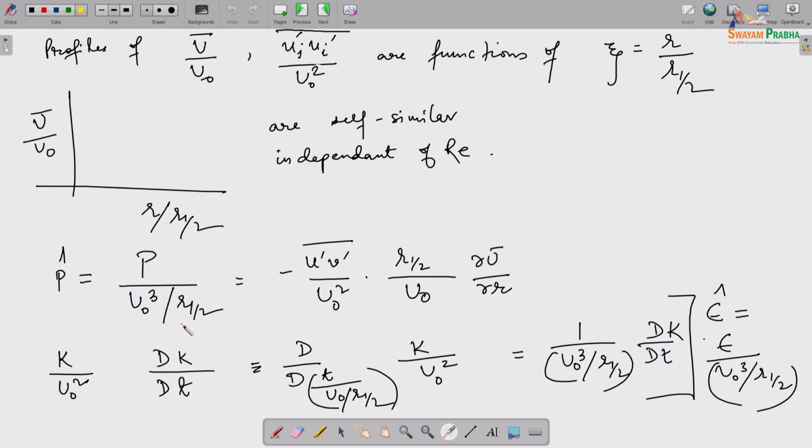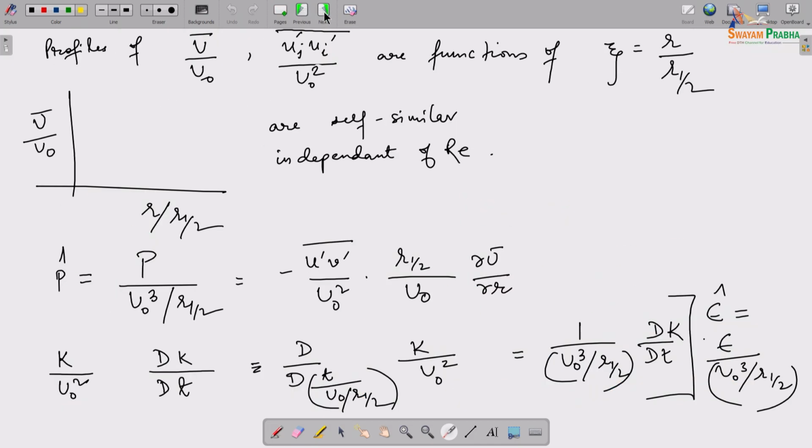It scales with this u naught cubed by r half, and then we saw the first term, which is the rate of change of the turbulent part of the kinetic energy. That also scales with u naught cubed by r half, which basically means that this term and the production are self-similar and independent of the R. Now these are all in the same equation, so one would expect, like I said, it's a hunch, that the turbulent part, right? This is the turbulent part.